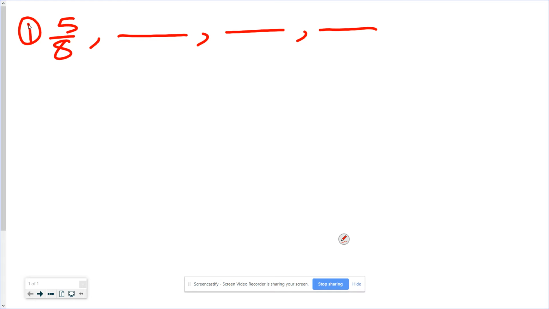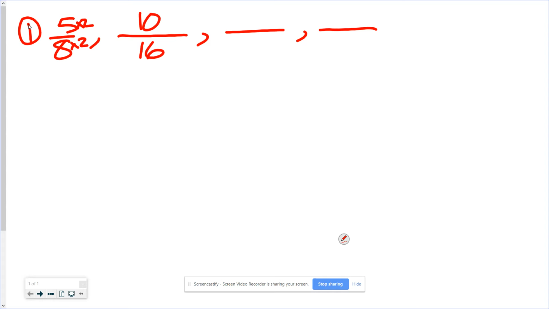The first thing I'm going to do is think, what can I do? I'm going to multiply the top number by 2. So I'm going to take 5 times 2 and get 10. Whatever I do to the top, I always have to do to the bottom. So I'm going to take 8 times 2 and get 16.